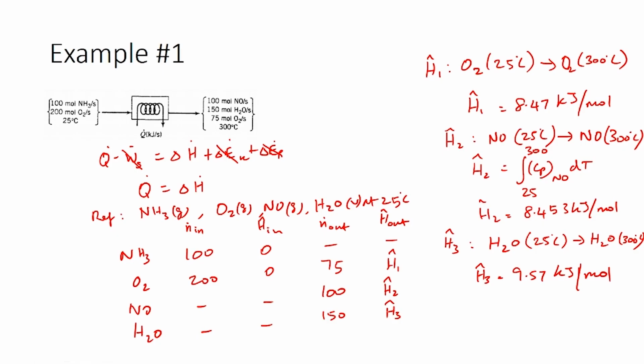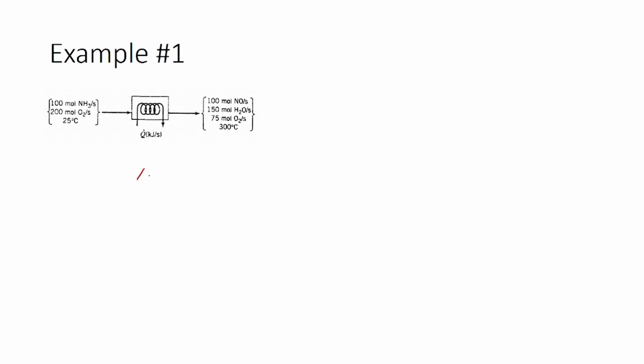So, you can calculate delta H dot as the sum over outlet streams, N dot out times H cap out, minus the sum over inlet streams, N dot in times H cap in, plus we also have to account for the reaction. The heat of reaction would be xi times delta HR cap. The heat of reaction was given to us as minus 904.7 kilojoules per mole. What we do not have is xi, the extent of reaction.